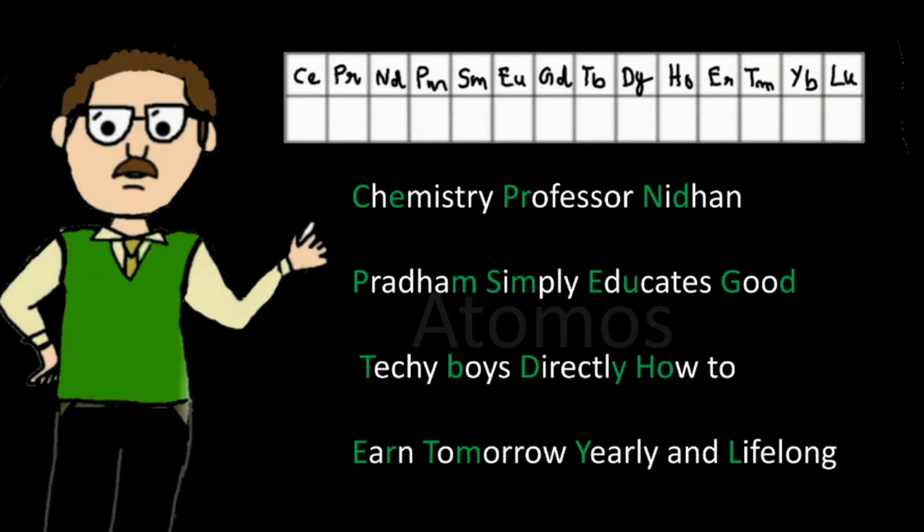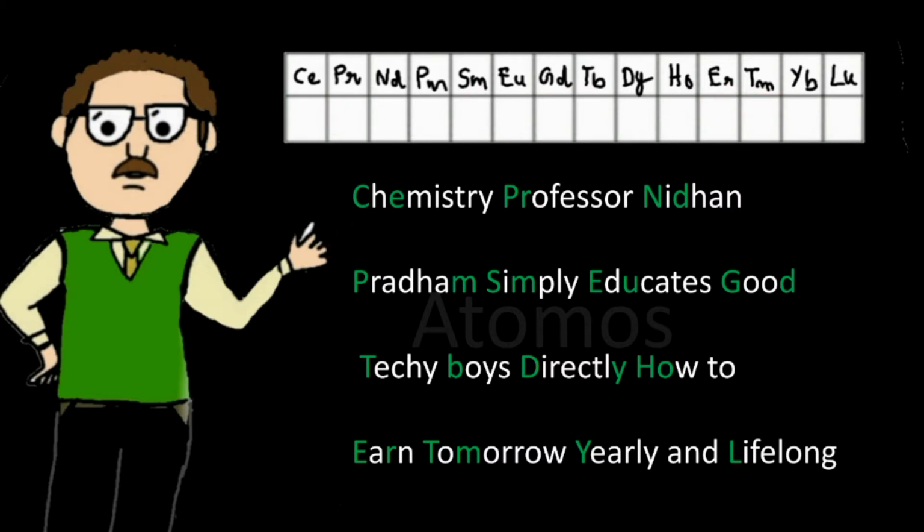Now see this picture. This is chemistry professor Nidan Pradham. He is trying to educate somebody. Read and find out: Chemistry professor Nidan Pradham simply educates good techie boys directly. How to earn tomorrow, yearly and lifelong. Using this sentence, how can you recollect these elements in the order?